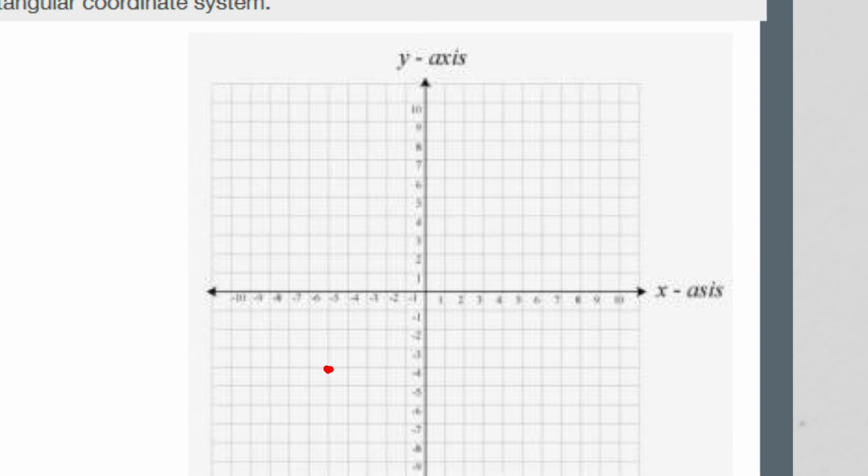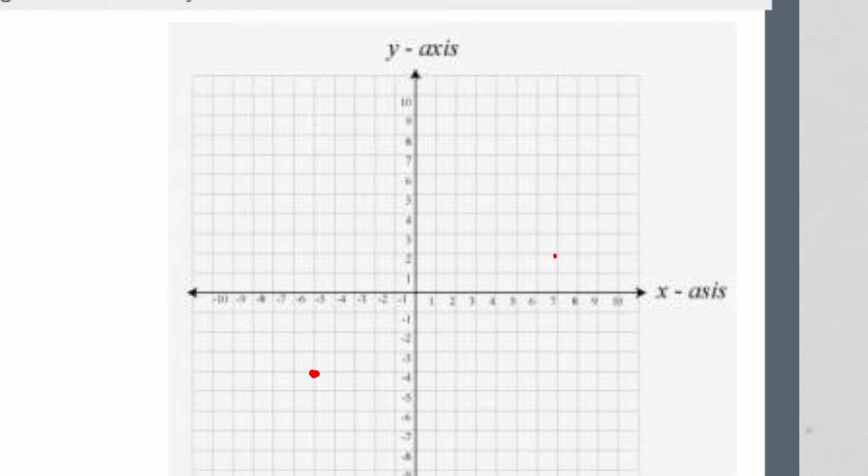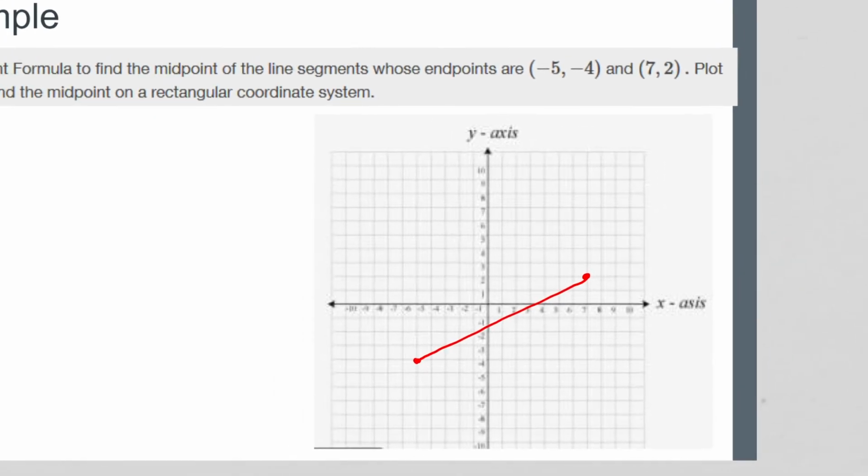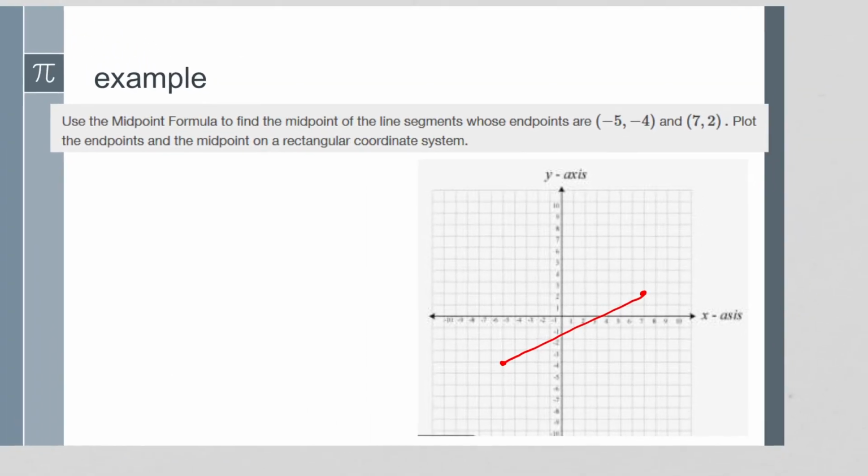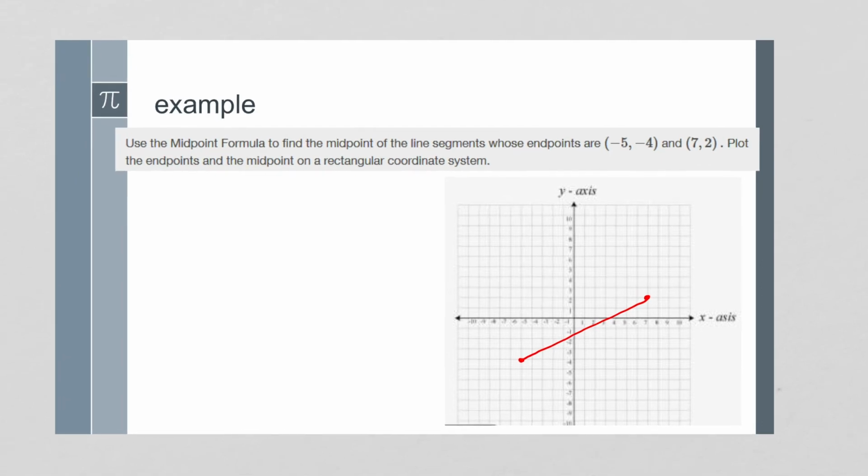So let me zoom this in a little bit. 7, 2 is up here. So I want to find the midpoint between these two dots, okay? All right, so now, keep in mind I did not use a ruler to draw that line. That's why it's not a perfect straight line.